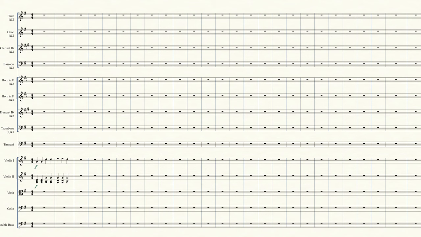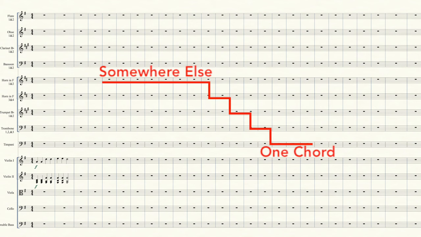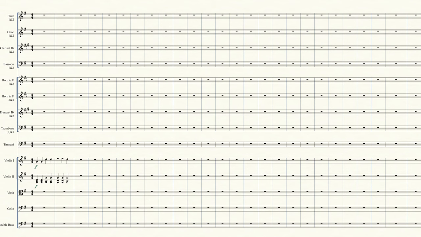It has been said that all common practice music, even a very long symphony movement, can be understood at the most elemental level as a stepwise journey from somewhere else back to the one chord. In its more philosophical form, this kind of analysis is sometimes called Schenkerian, after the music theoretician Heinrich Schenker. And although it doesn't explain everything, I find a lot of validity in it.